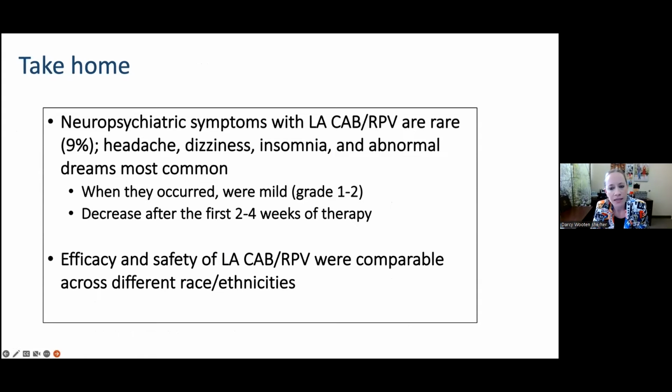So take-homes, I think I've already summarized a bit in terms of the neuropsychiatric symptoms. I think they're mild, and they will go away in a couple of weeks if patients do develop them. And then efficacy of this regimen is comparable across different racial groups.